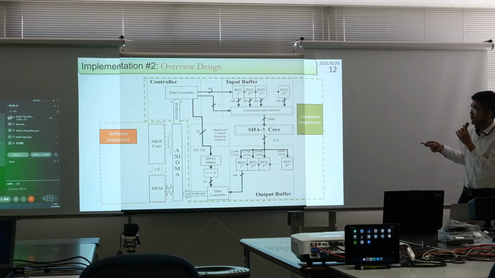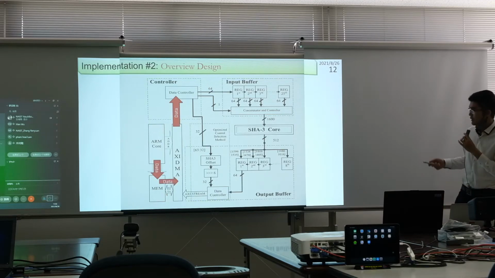And here is the overview of my design. Firstly, the software runs on the ARM core and stores the data in memory here. And everything here is implemented on hardware and runs on FPGA. The data flow works here. Firstly, when the software finishes, it stores the data in the memory. Then the data is transferred through the AXI and gets into the hardware this way, and the data gets into the data controller. I will talk about it later when I discuss the optimized control method, one of the four methods I use.